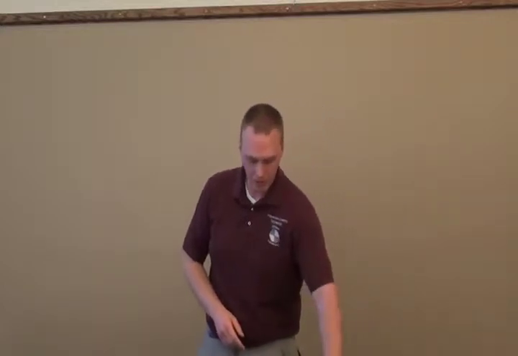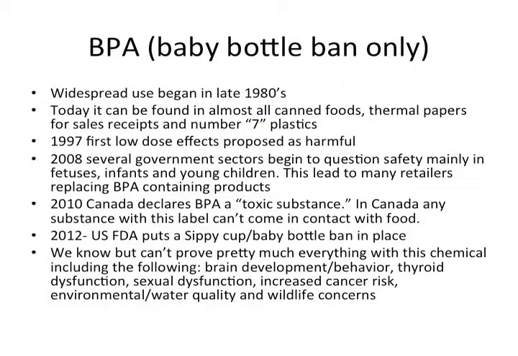So we got 2 more chemicals here that are under scrutiny today. The U.S. is not doing as much as other countries are doing with one of these chemicals. It's called BPA. I'm sure we're all very familiar with that because anybody that has a water bottle probably has heard of BPA. It's been in use since the 1980s. Today it can be found in pretty much all canned goods, in the little receipt papers, and in pretty much all number 7 plastics.